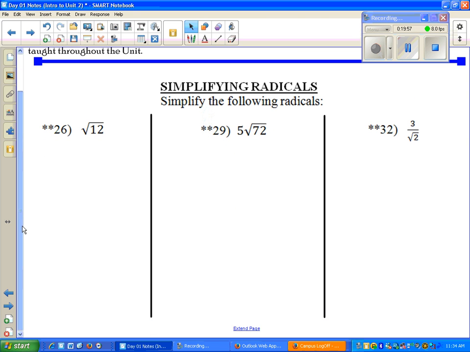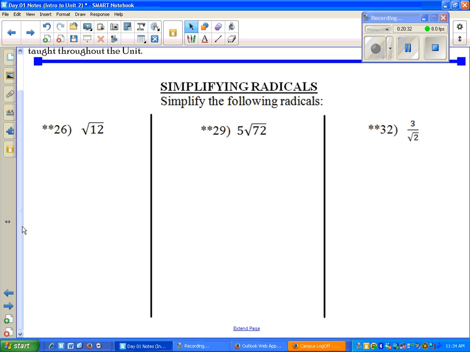Simplifying radicals, simplifying square roots. As a math teacher, we love exact answers. It's a very theoretical thing to have an exact answer. If you're doing an application, you want an approximate answer. But most mathematicians deal with exact answers. So I need to reduce these as best as we can without using decimals.